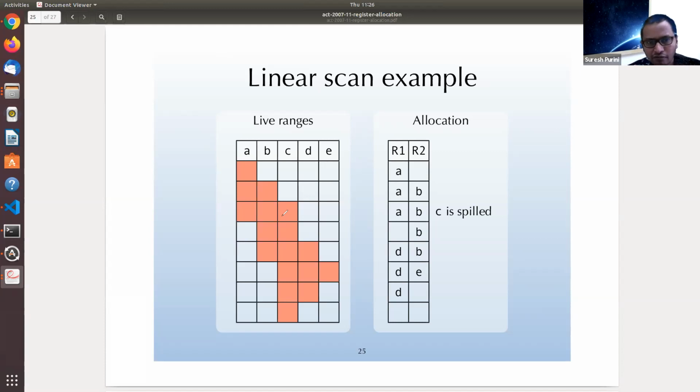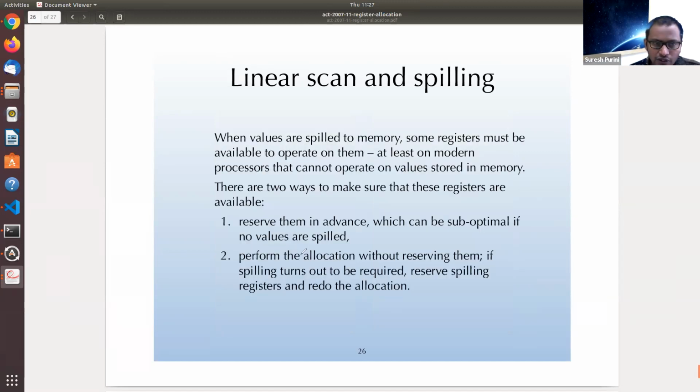C, you cannot allocate a register to variable C, so you spill the variable C, that is, we keep it in memory. And then when we go here, variable B is present in register R2 as it is. And at this point, you see variable D is defined here, and there is an empty register R1 available, so we allocate register R1 to variable D. So this is one example of linear scan register allocation.